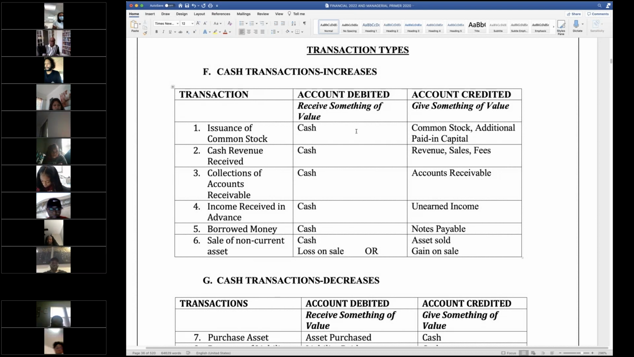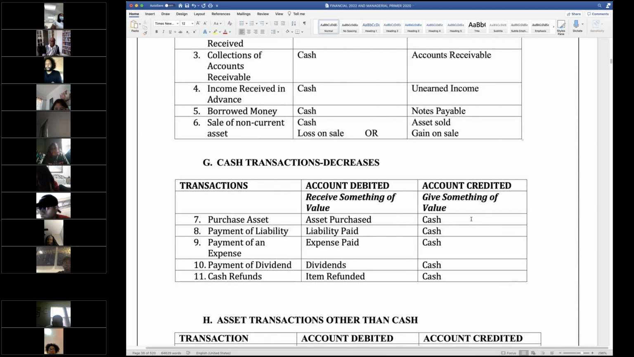When cash comes into a business, the business has something of value, it debits cash. So whenever cash is coming into the business, cash is debited and an appropriate account is credited. We do okay on that.